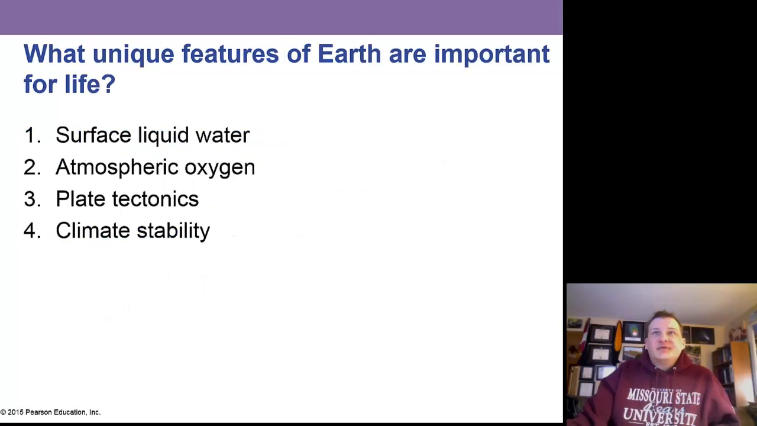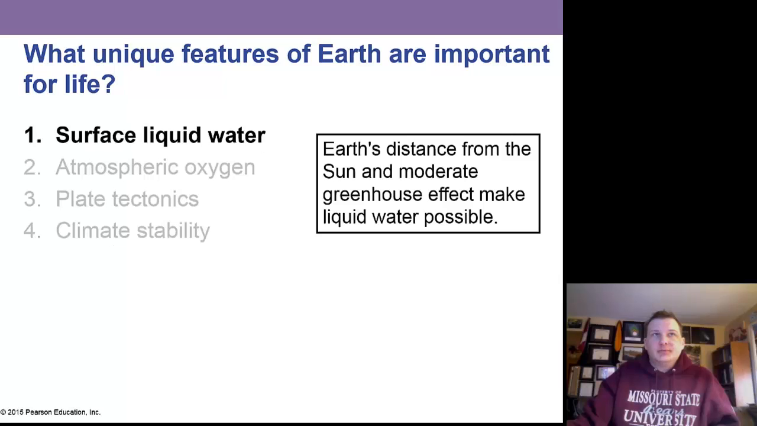What unique features of Earth are important for life? Number 1, surface liquid water. Number 2, atmospheric oxygen. 3, plate tectonics. And 4, climate stability, a very important one.